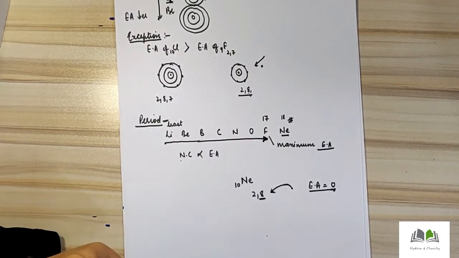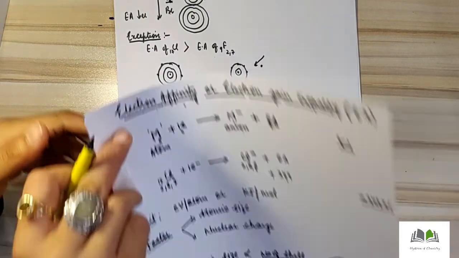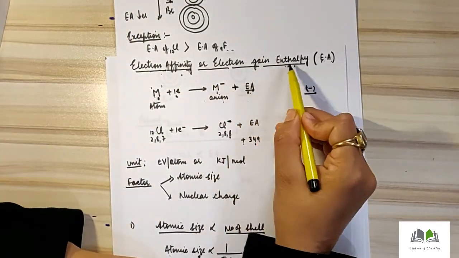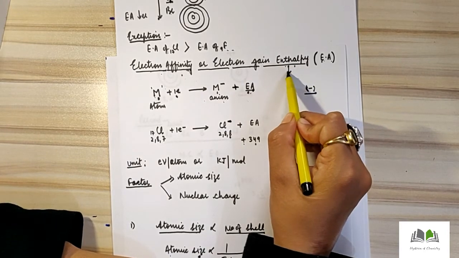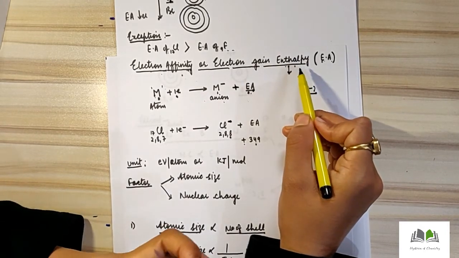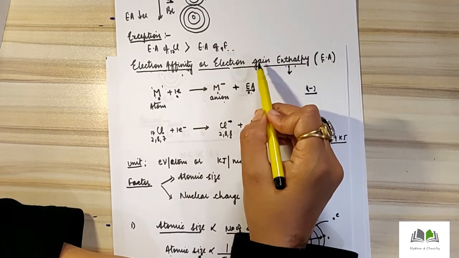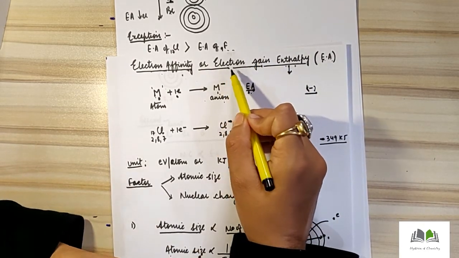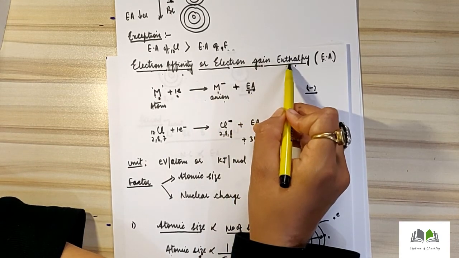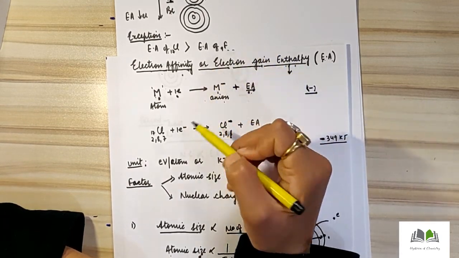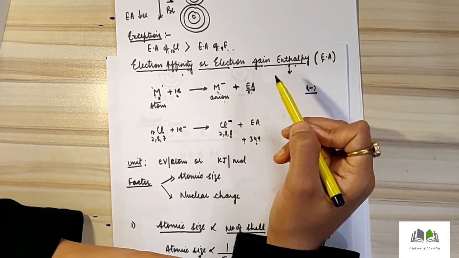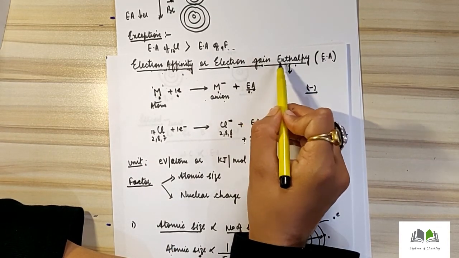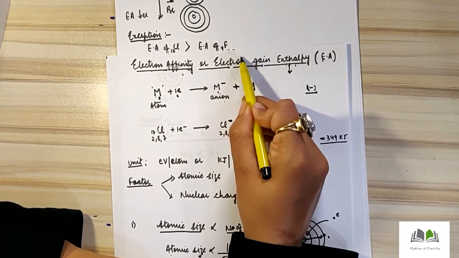Now one more thing I want to tell you. As I've told you, the other name of electron affinity is electron gain enthalpy. So you should know the meaning of enthalpy. Enthalpy is the total heat amount. And what is the meaning of gain? Gain is addition. And electron, you know, is a subatomic particle. So from the name we can define it. It is the amount of energy released when one electron is added to an atom.